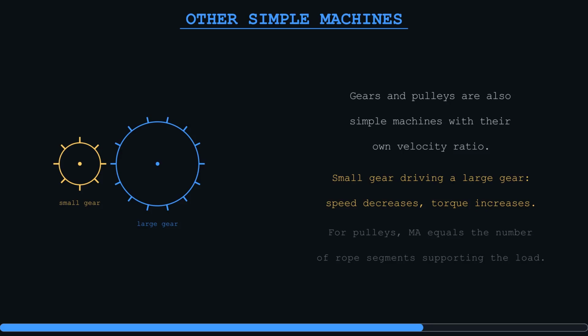Gears and pulleys are simple machines too, each with their own velocity ratio. When a small gear drives a much larger gear, the output speed decreases, but the torque increases. For a pulley system, the mechanical advantage equals the number of rope segments directly supporting the load.